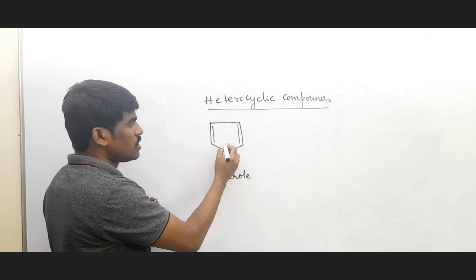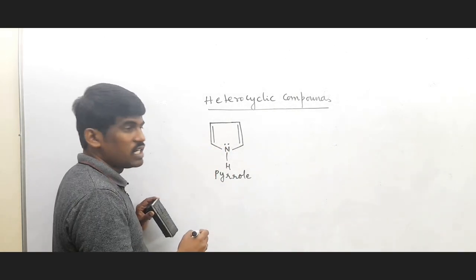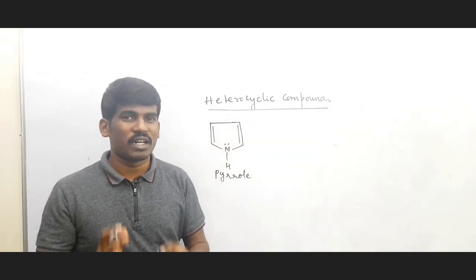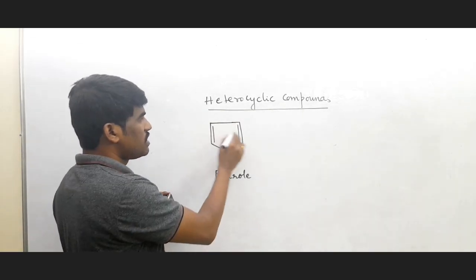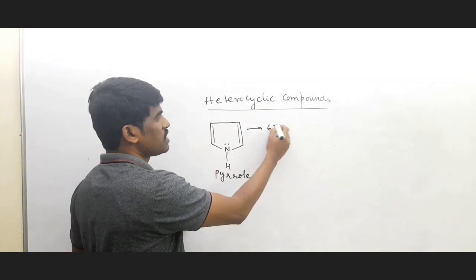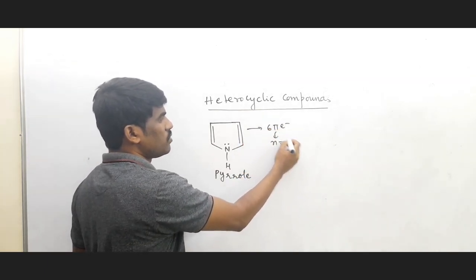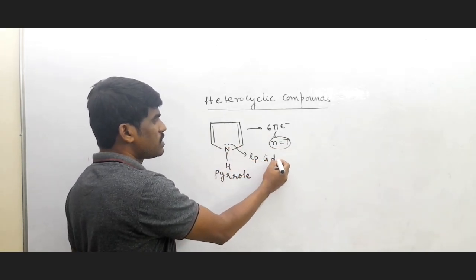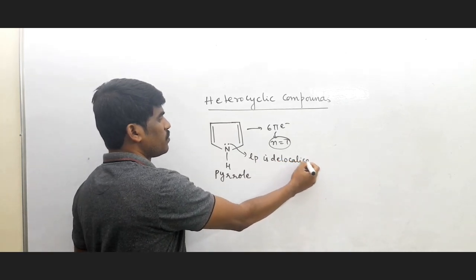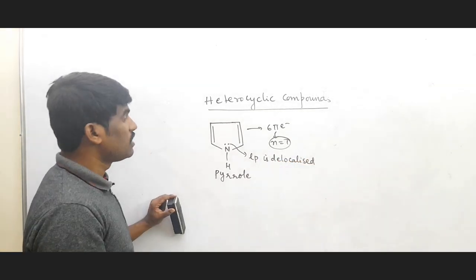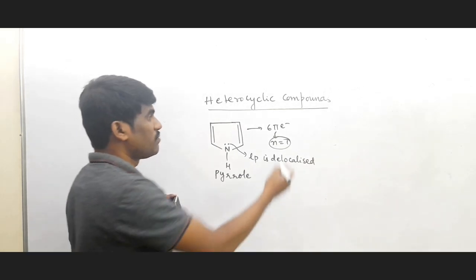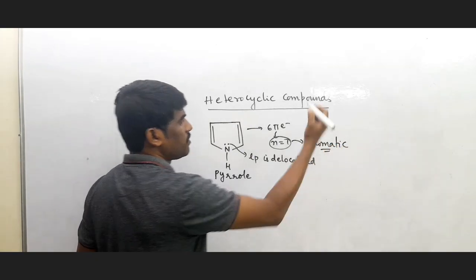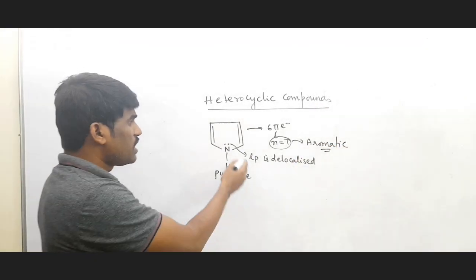Here, this lone pair must be involved in conjugation. If the lone pair is not involved in conjugation, it cannot behave as an aromatic compound. So the lone pair as well as these 2 pi bonds give a total of 6 pi electrons, and n is equal to 1. But this lone pair on nitrogen is delocalized. Only then does pyrrole behave as an aromatic compound. N is equal to 1 means this compound is aromatic. That means the lone pair is delocalized.